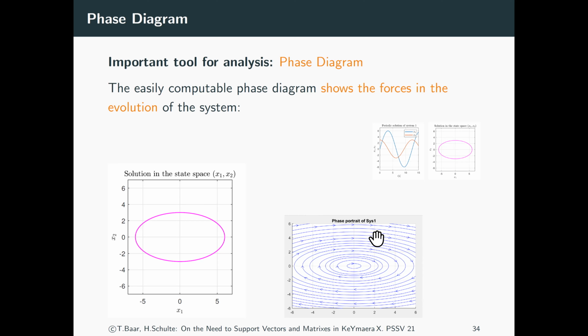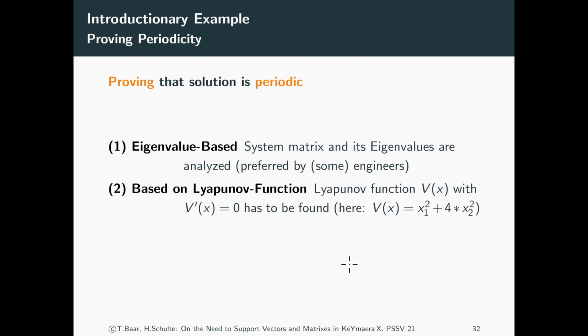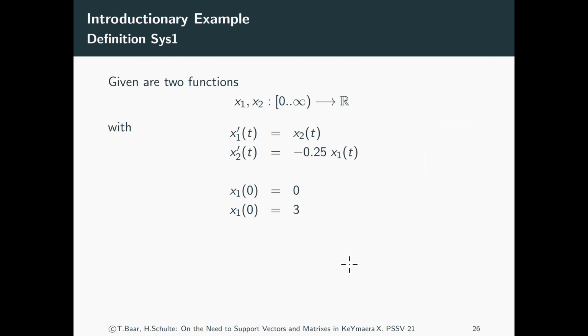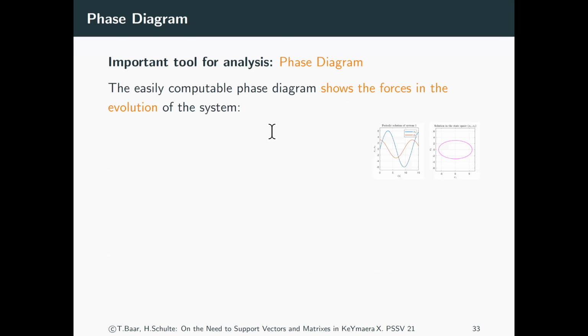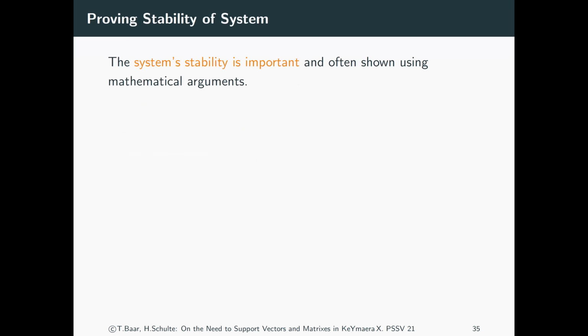So a phase diagram shows basically the forces on the system during the evolution, how it will evolve, and it's a nice visualization. And you can easily compute it, because you just take an x1, x2 point somewhere, and then you can compute the derivatives, and then you show it by such arrows in the force diagram, the phase diagram.